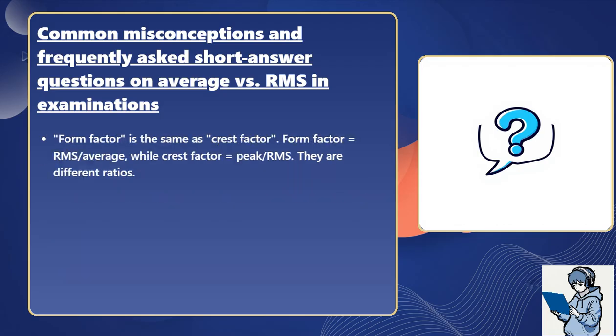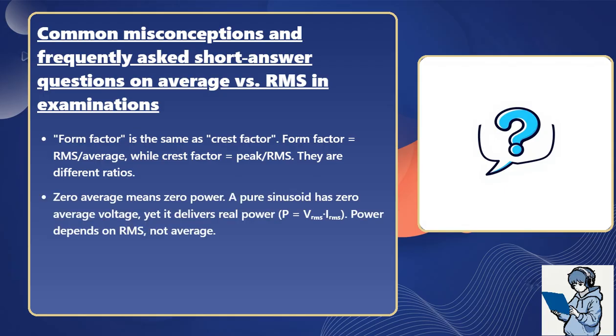Form factor is the same as crest factor. Form factor equals RMS divided by average, while crest factor equals peak divided by RMS. They are different ratios. Zero average means zero power. A pure sinusoid has zero average voltage, yet it delivers real power, P equals V RMS times I. RMS power depends on RMS, not average.